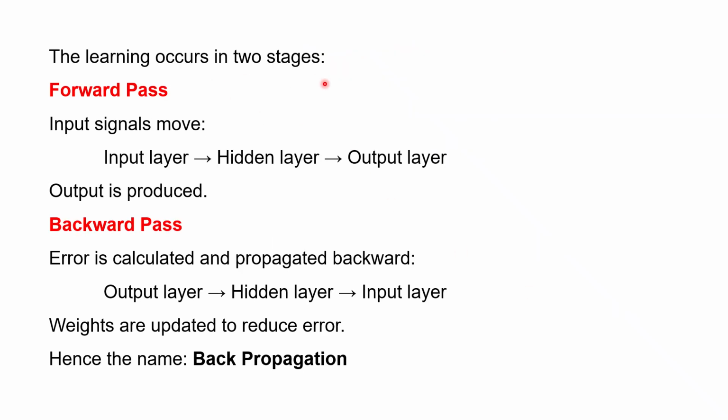The learning occurs in two stages, forward pass and backward pass. In forward pass, the input signal moves forward, that is, from the input layer to the hidden layer and then to the output layer, and output is produced. During backward pass, error is calculated and propagated backward. That is, from the output layer to the hidden layer and from the hidden layer back to the input layer. During this process, weights are updated to reduce the error. Hence, we call this algorithm backpropagation.